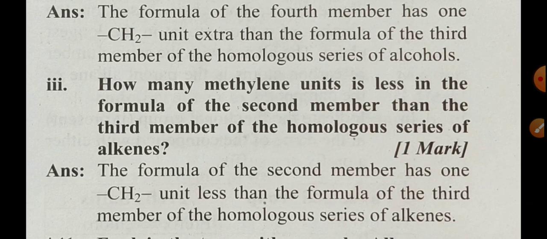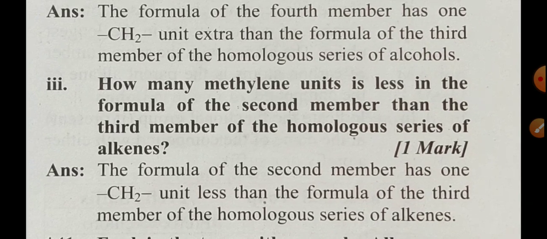How many methylene units are there in the formula of the 2nd member than the 3rd member of the homologous series of alkene? Again you do the subtraction. 3rd member means which one? Butene. And 2nd member means propene, because the 1st member starts from carbon number 2. So the 1st member in the alkene series is ethene, the 2nd member is propene, and the next, 3rd member is butene. So butene minus propene.